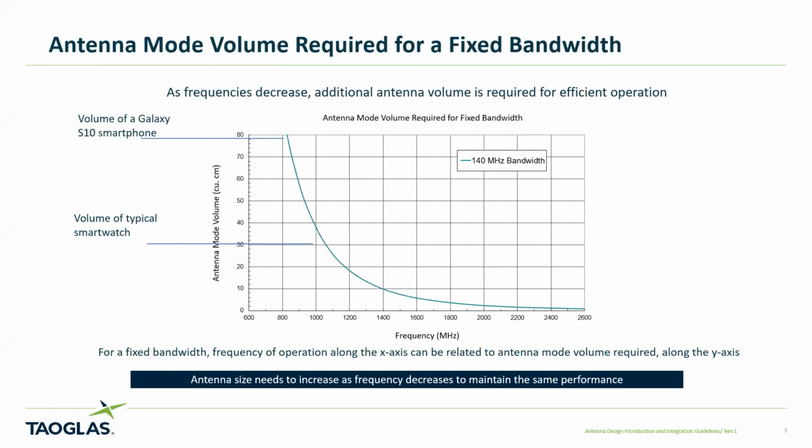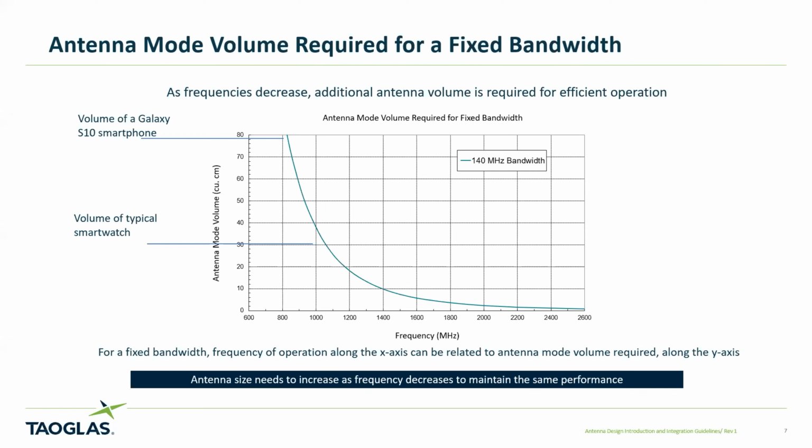That would be the center frequency that you're operating at. That could be an LTE band, band 13, band 17, band 8. And the curve I've plotted is a fixed 140 megahertz bandwidth that we are attempting to achieve. If you plug that into Wheeler's formula as you drive the frequency of operation down, then as you would expect, the antenna mode volume grows, and it grows quite rapidly as we drop below 1 gigahertz. That's a function of the fact that as you decrease frequency, the wavelength increases, so the antenna needs to be a larger structure.